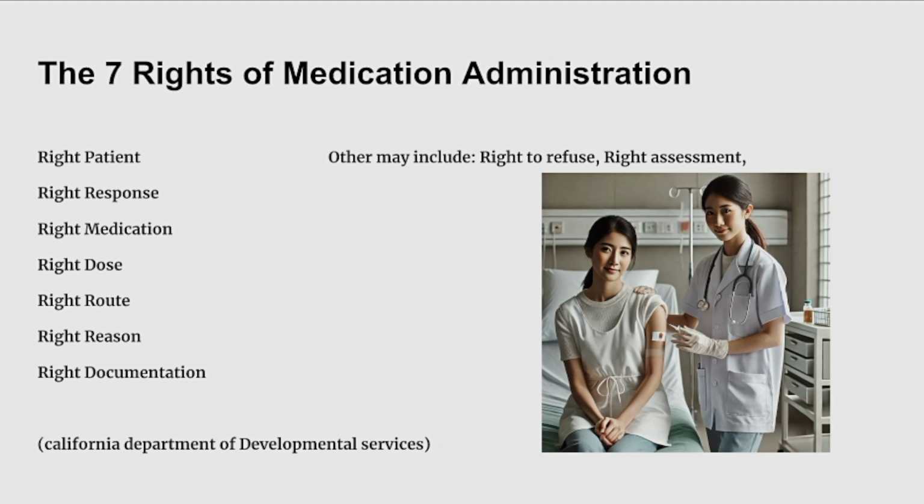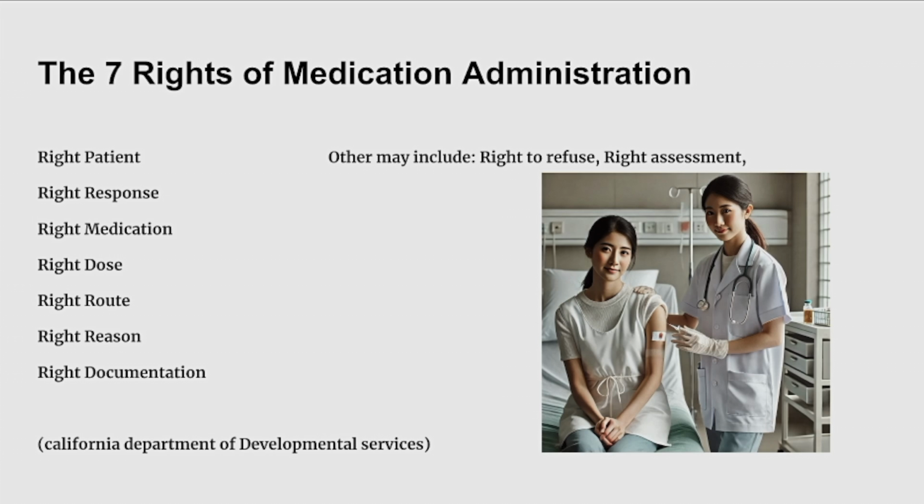Right response. So is the patient reacting the way we want them to react? If I give a patient a medication that's supposed to slow down their heart rate, instead of their heart rate slowing, did their heart rate increase? Right medication. We need to verify the med. We need to do our three med checks. We need to make sure that this is the correct medicine for the patient. We don't want to be giving the wrong medicine to the patient.